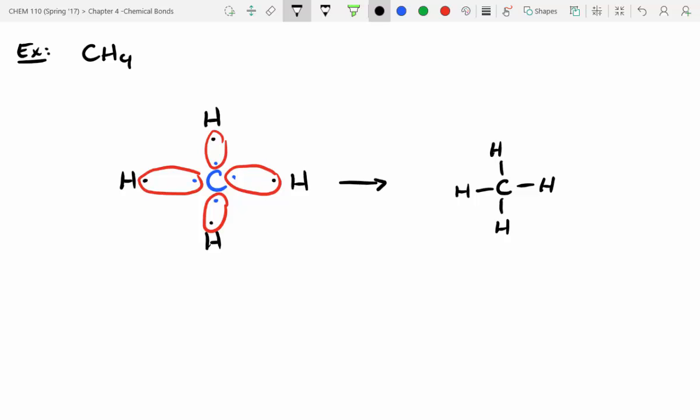Yep. So if this was on the test, how would you want to show it? Would you want it like the first way or both ways? If I said Lewis dot structure, I would prefer it in this way. However, if you had dots instead of a line, I'd be fine with that too.